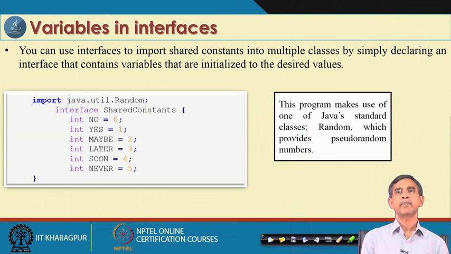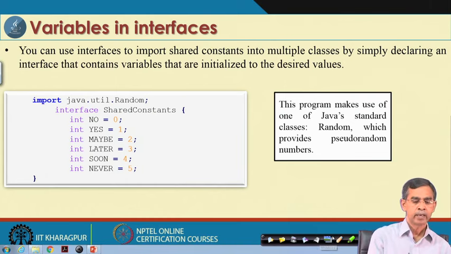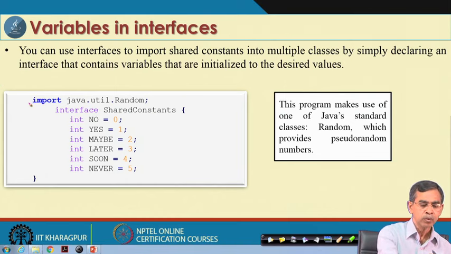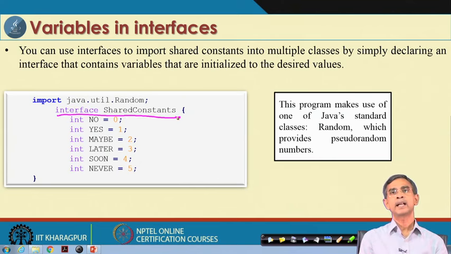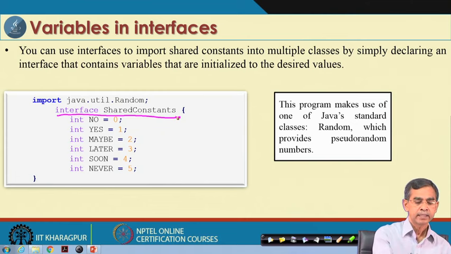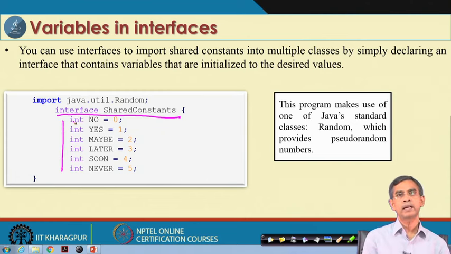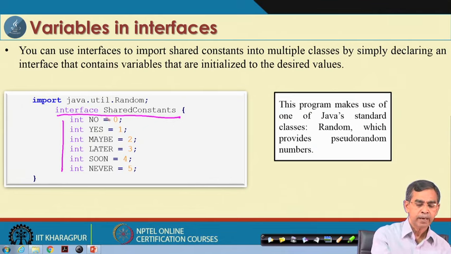That will be discussed when we demonstrate the application of interfaces in our next module. Now, let us have the first example of how a variable can be shared across classes if they are maintained in an interface. Here we declare an interface named SharedConstants, and these are the different values, and by default they are public, static, final, and int, and these are the different variables and their values.